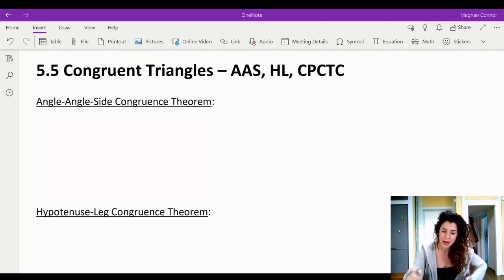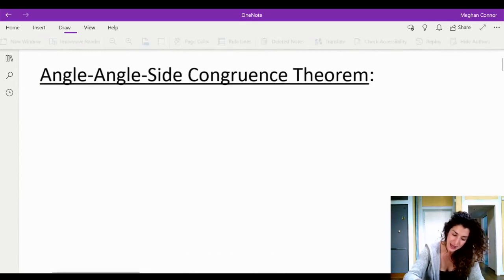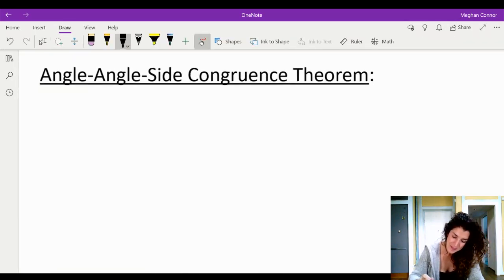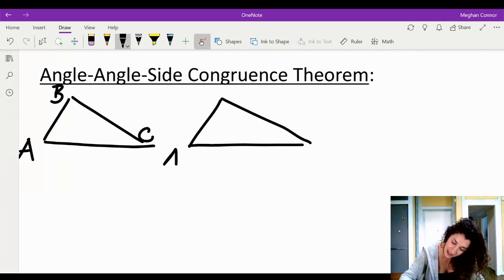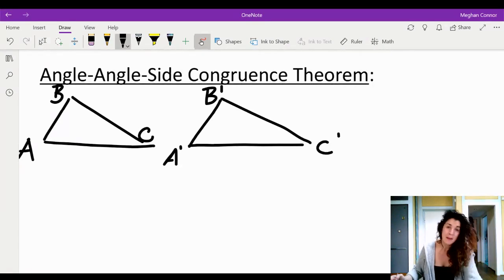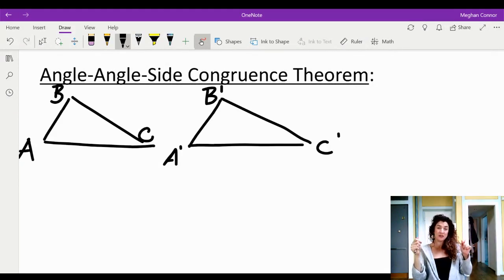All right, so I would like for you to start under the angle, angle, side congruence theorem by drawing two triangles that look to be about the same. I'm going to, like I did with my other ones, call this A, B, C, and A prime, B prime, C prime. So in order for it to be angle, angle, side, you need to have an angle next to an angle next to a side. That means you need two angles, and it's not the side between them. It's two angles and then one of the other sides outside of it.